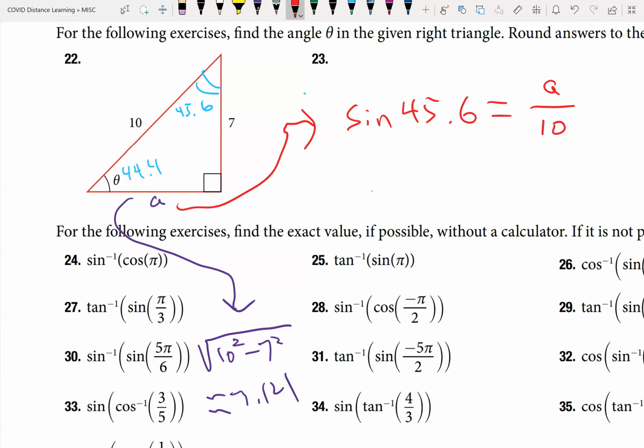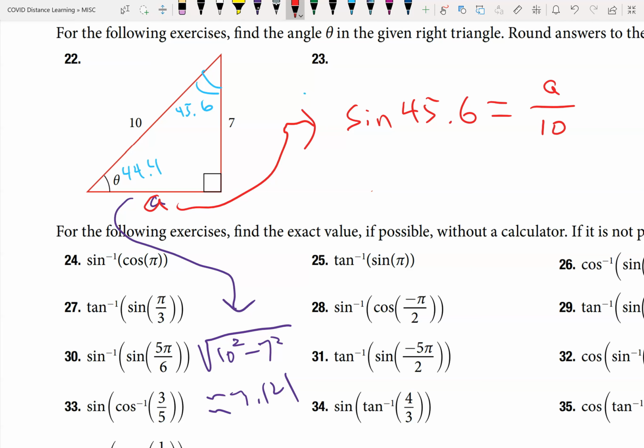Thumbs up, thumbs down. Agree or disagree? If this is A, sine of 45.6 is equal to A over 10. Rashad, agree or disagree? This angle here is 45.6. Yes, sir. It is right.